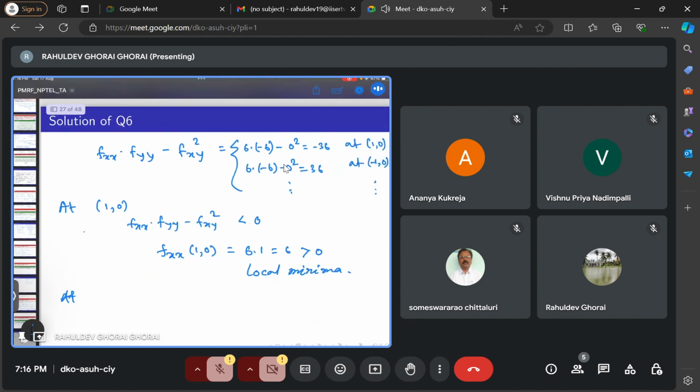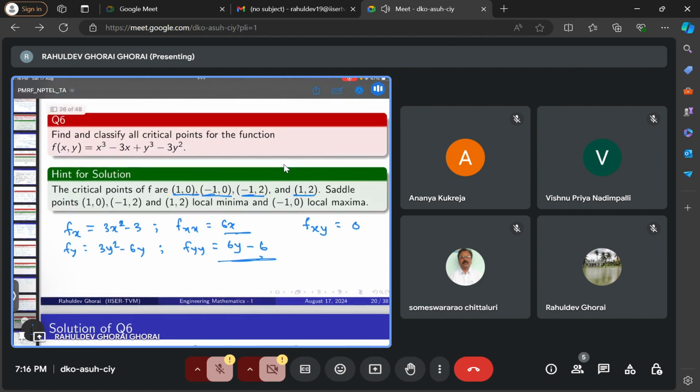If you take (-1, 0), then f_xx times f_yy minus f_xy squared is greater than 0, because that value is 36. So saddle point, no need to check f_xx there. If f_xx times f_yy minus f_xy squared is strictly greater than 0, then you don't need to check f_xx separately. You will just tell that it is a saddle point.